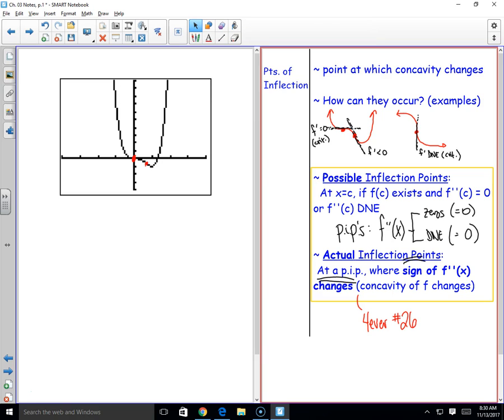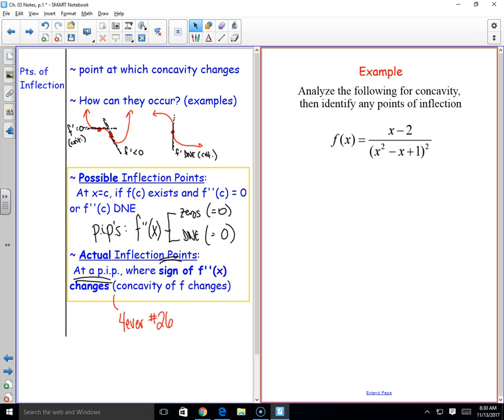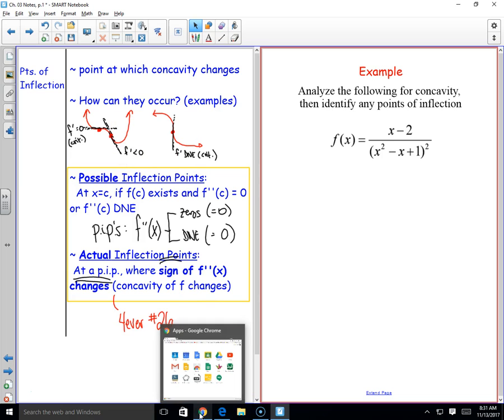Okay. So with that, what if you were ever faced with a question: identify any points of inflection? Now, you guys can go ahead and get that example down.